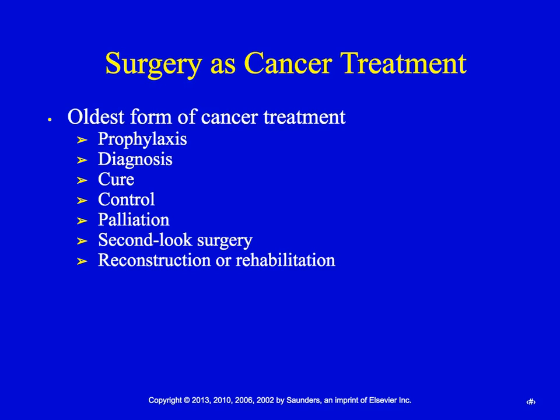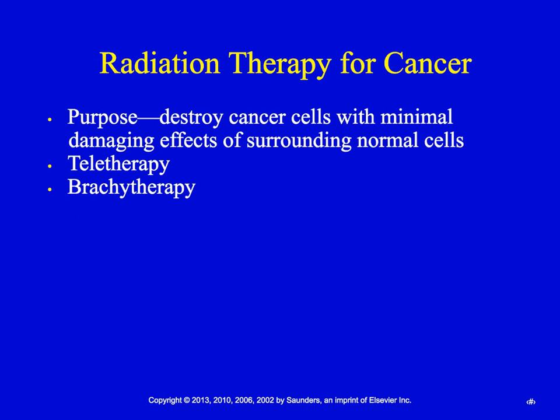And then at other times it can be palliative, which means that they just remove something that is causing discomfort to the patient. It's not curative, but it's more of a comfort measure. So different types of surgeries can be done for a cancer patient. Radiation therapy is a cancer treatment that uses high doses of radiation to kill cancer cells and stop them from spreading.